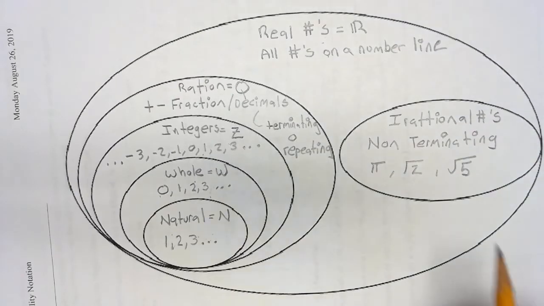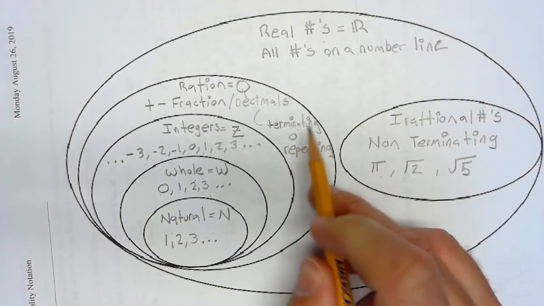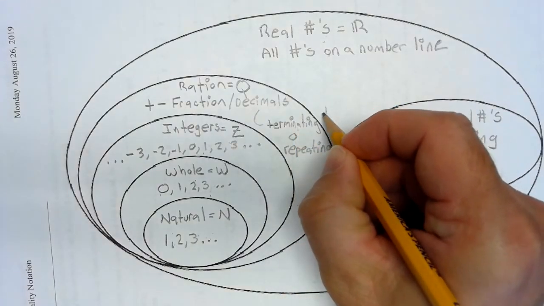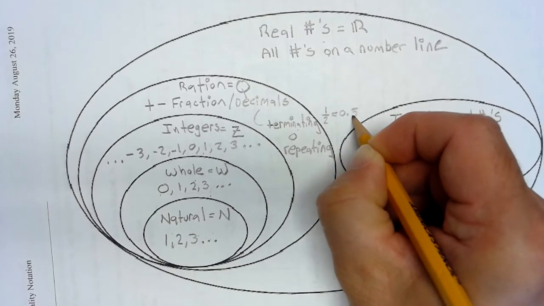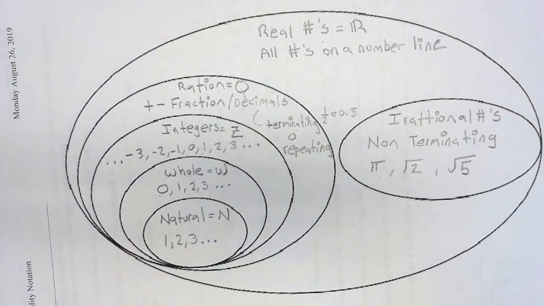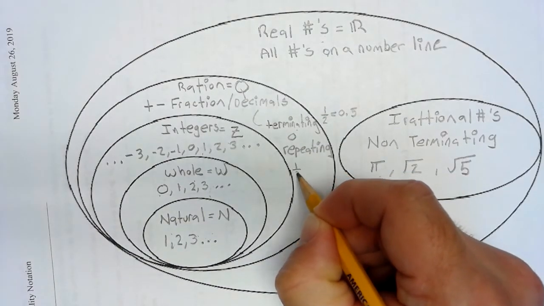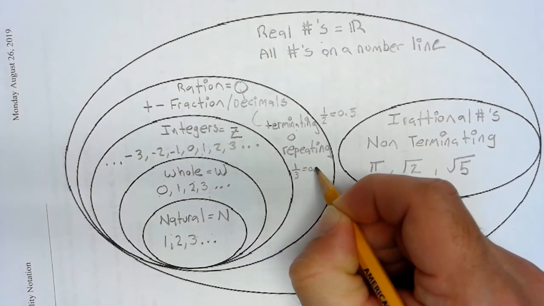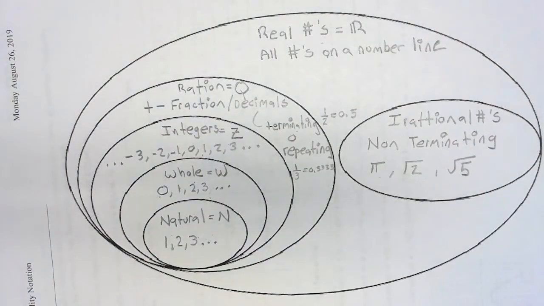Now, since I showed you some examples of non-terminating, let me go back and terminate. An example of terminating would be 1/2, because 1/2 is written as 0.5. That's a terminating decimal. But 1/3 is repeating. So 1/3 is 0.3333, and so on.